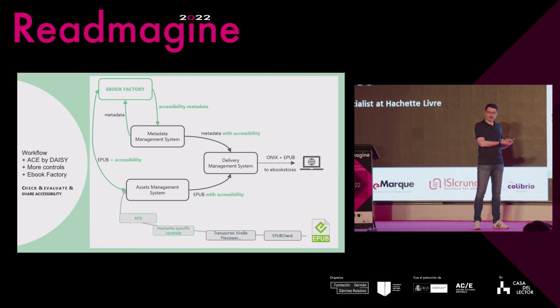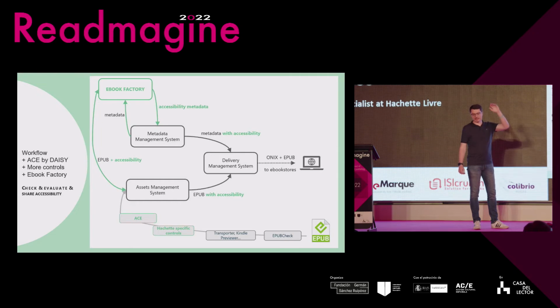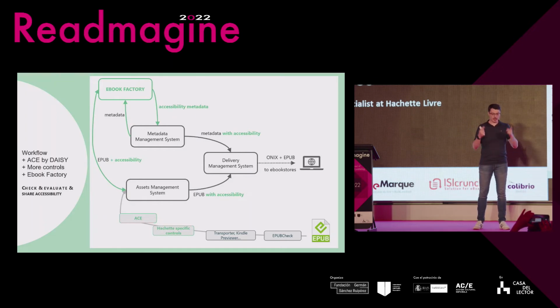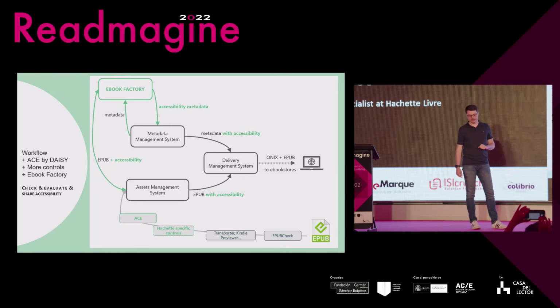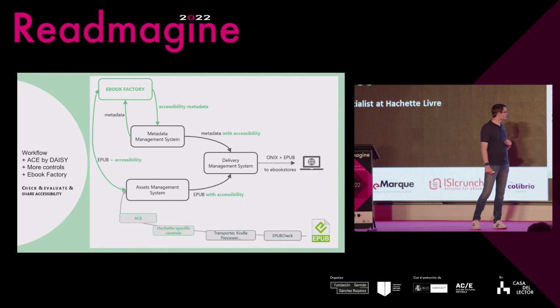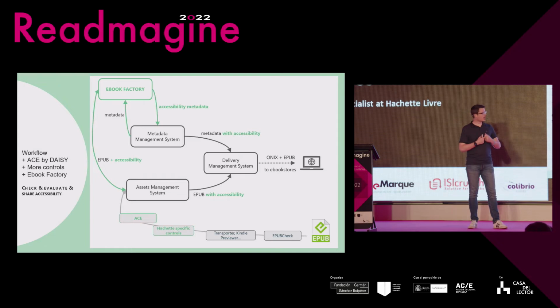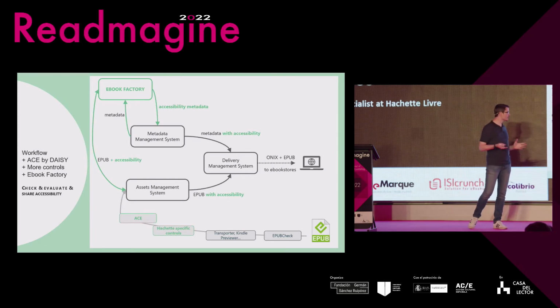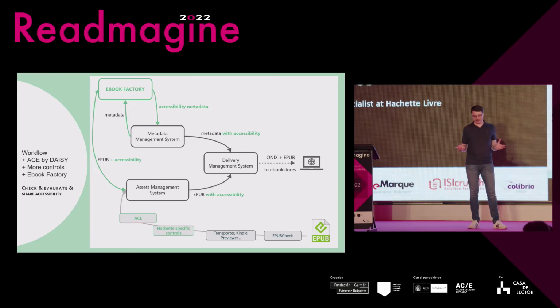The EPUB stored in the asset management system, the EPUB files are sent to the eBook Factory. We can read, and even more, EPUB inside using the eBook Factory. After that, we send accessibility metadata through our metadata management system. And now the metadata management system is able to send metadata to the delivery management system with accessibility. So all the schema is in green now. There's no orange, no red. All is OK. Everything is OK.